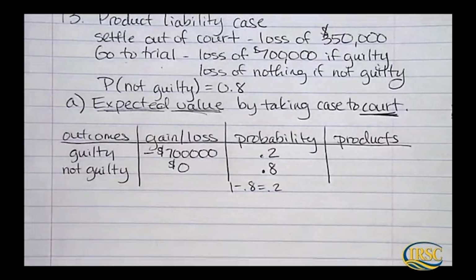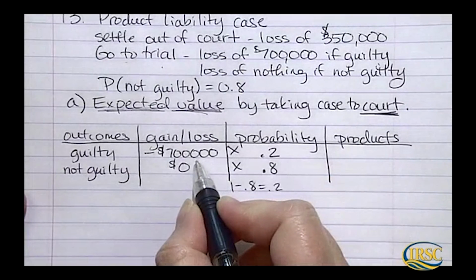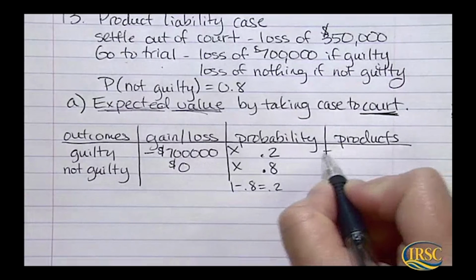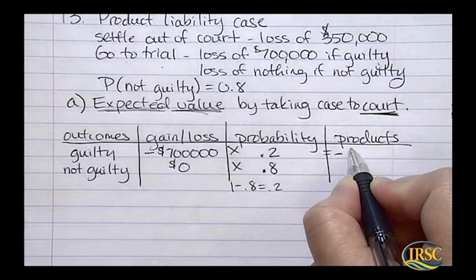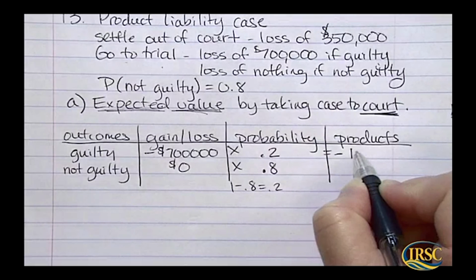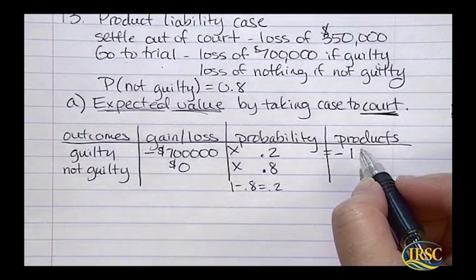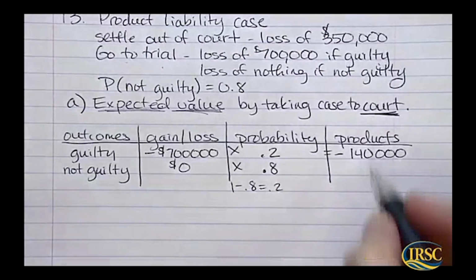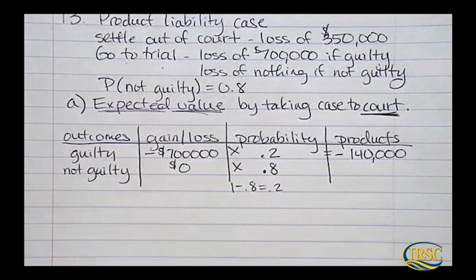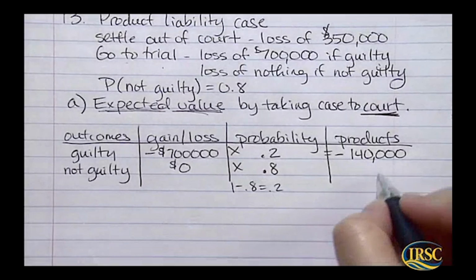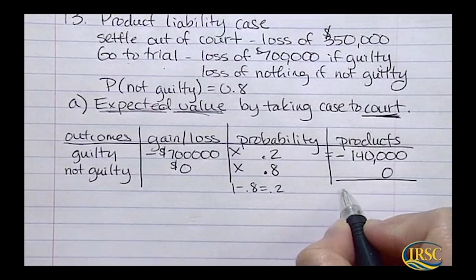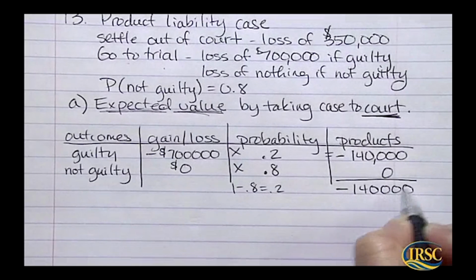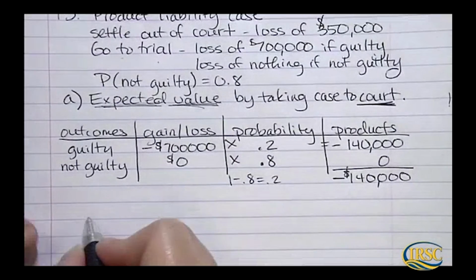All right, so now that you have those 3 columns filled, now you multiply and add. So going across, multiply. Negative 700,000 times 0.2. Negative. Okay, somebody, one person tell me the digits. 140,000. Okay. Everybody agree with that? Okay, because I heard 100,000, 40,000, and I could not make out what you guys were saying. All right, so what's 0 times 0.8? 0, good. So then when you add this together, you still get negative 140,000. So that is your expected value if you go to court.